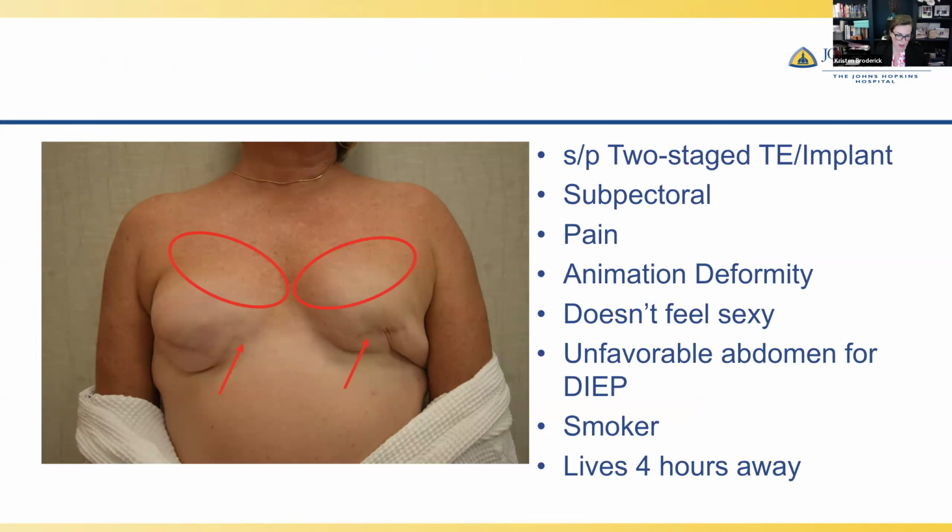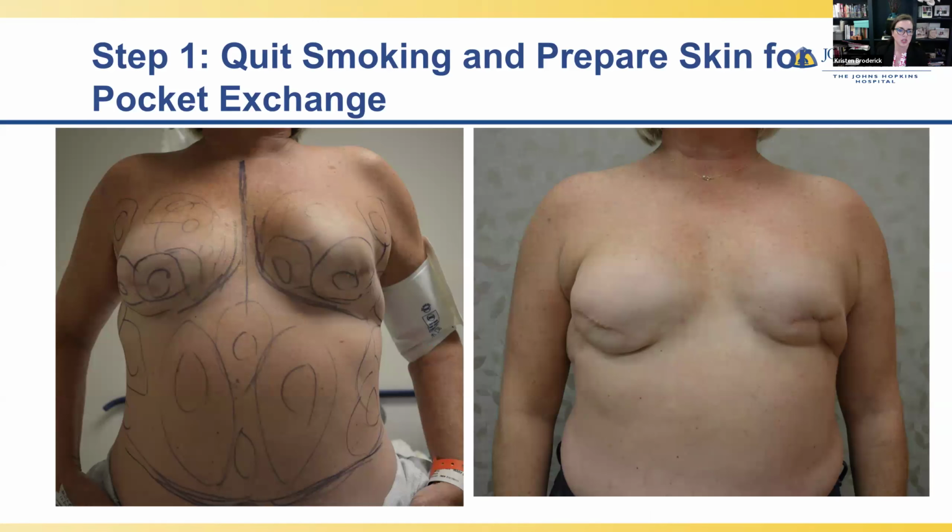She didn't have a great abdomen for a DIEP, and she was a smoker. Plus, she lived far away, so I wanted to make sure I could keep her close with something safe. So I started out actually by thickening her skin first to make it a little bit more favorable for what we call pocket transposition, where I put the muscle back down on the chest wall and then redo the reconstruction on top of the muscle itself so that we can use that skin envelope.